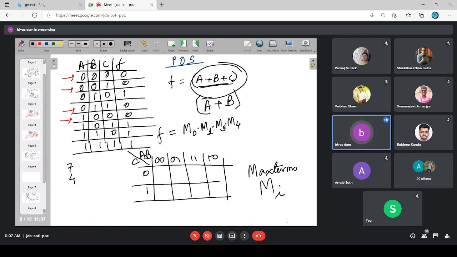Which can be rewritten as the product of max terms 0, 1, 3, 4. When we write in min term form, we take the summation of min terms, and when in max term form, we take the product of max terms. So this is in SOP, this is in POS.